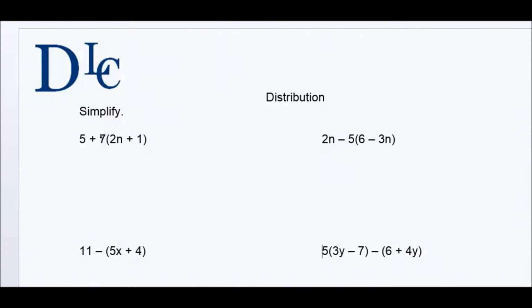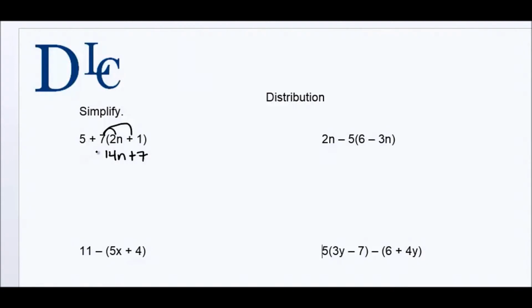And what that means is you're going to multiply this 7 times the terms inside. Remember, an expression is made up of terms separated by operations. A term is a variable or a number, or a variable and a number. So right here we have two terms. So we're going to multiply 7 times the first term, which is 2n. 7 times 2n is 14n. 7 times a positive 1 is positive 7.